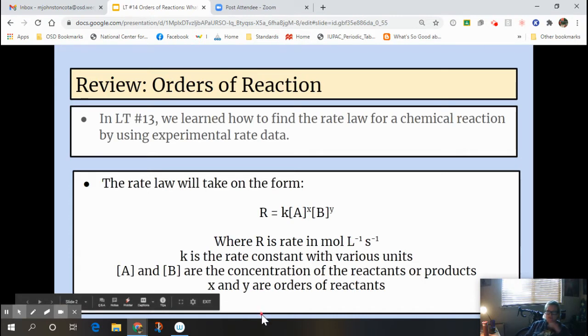Learning Target 13, we learned how to derive a rate law, and we found the rate law to be this, where rate is going to be a constant, and this rate constant will have a variety of different units based upon what order of reaction you have. You have concentration of a reactant to the x power, concentration of a reactant to the y power, and this could go on and on depending on how many reactants I have. We're just going to deal with two here. And x and y are orders of the reactants that we calculated experimentally, but we can also get those by looking at a graph, which you will see in the next few slides.